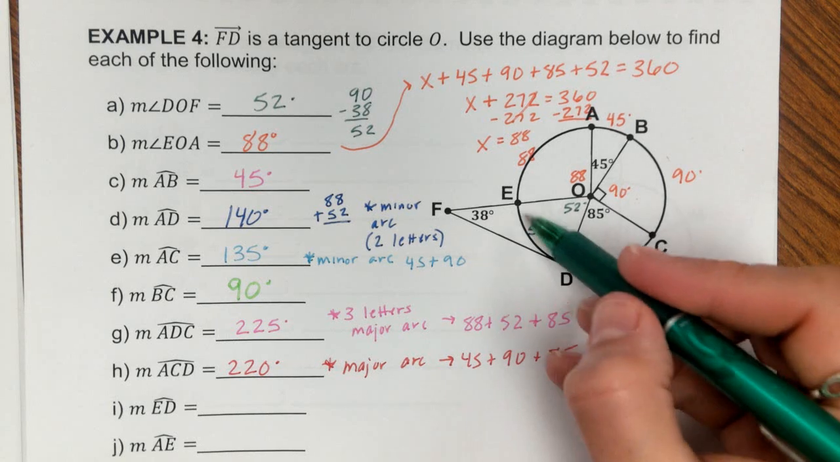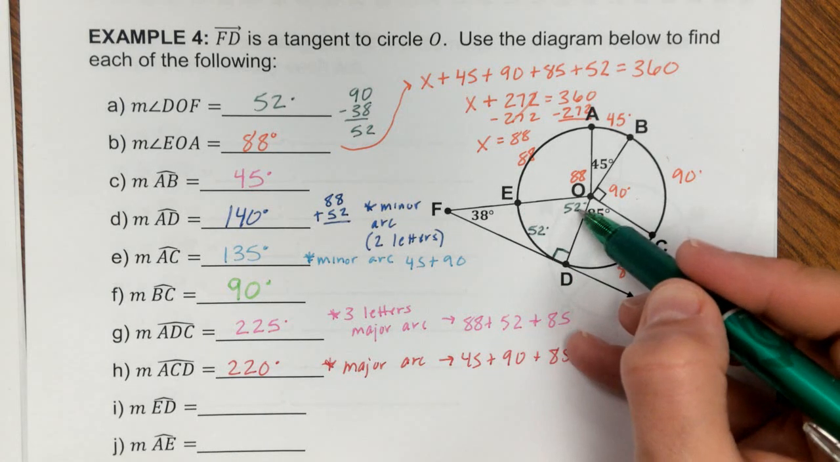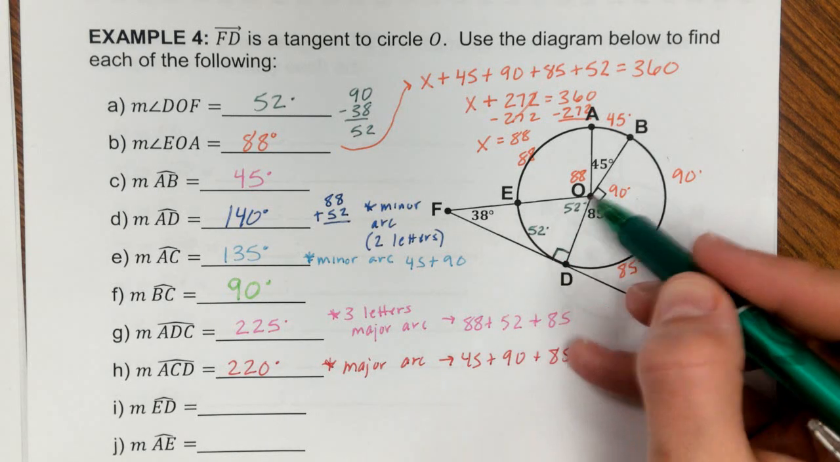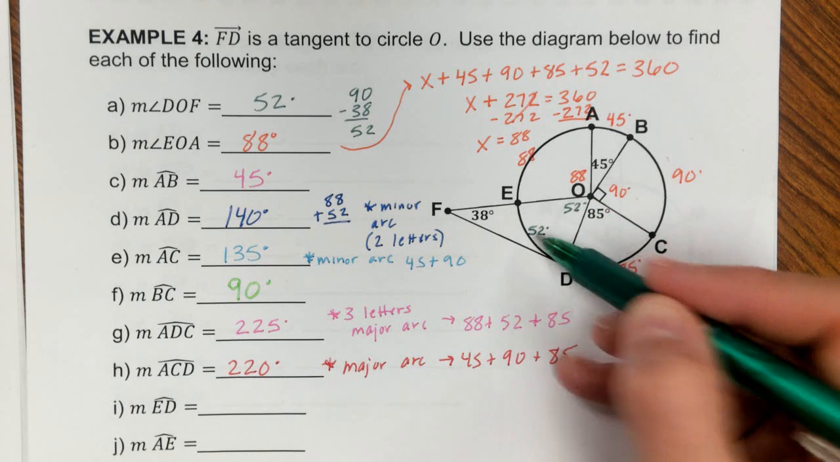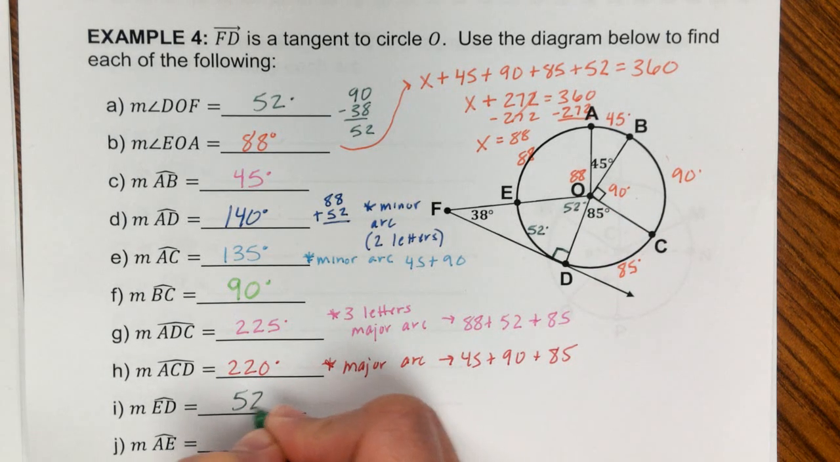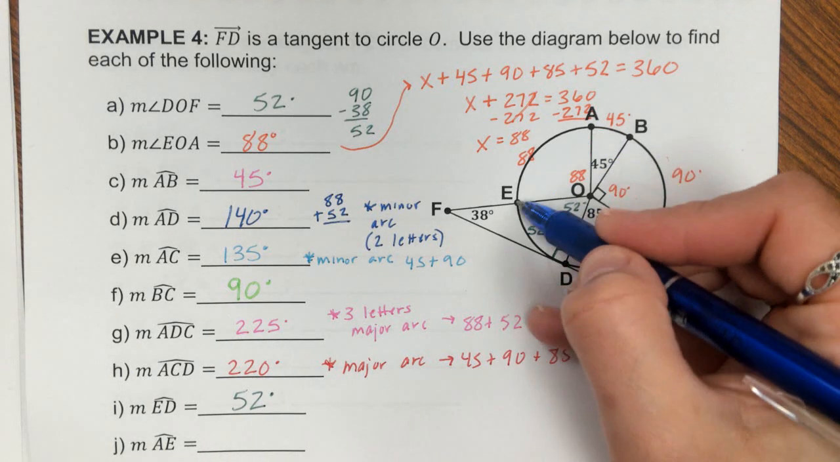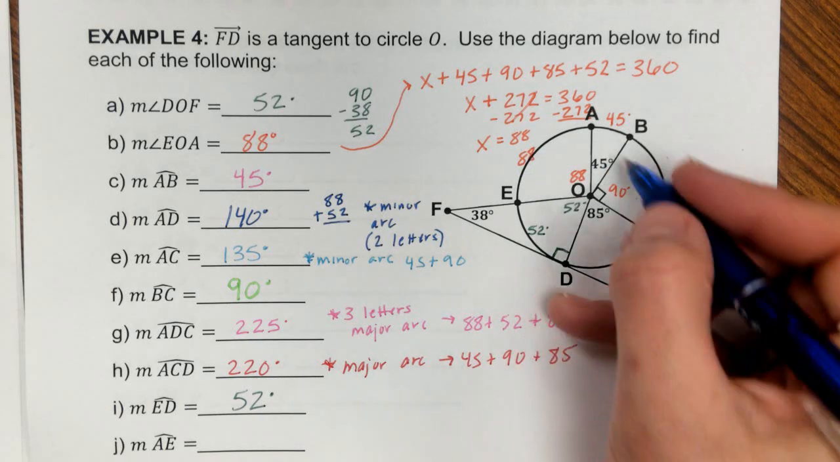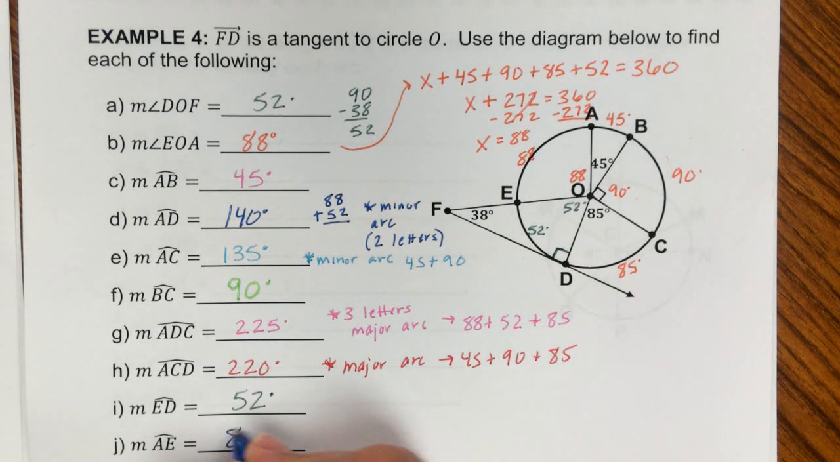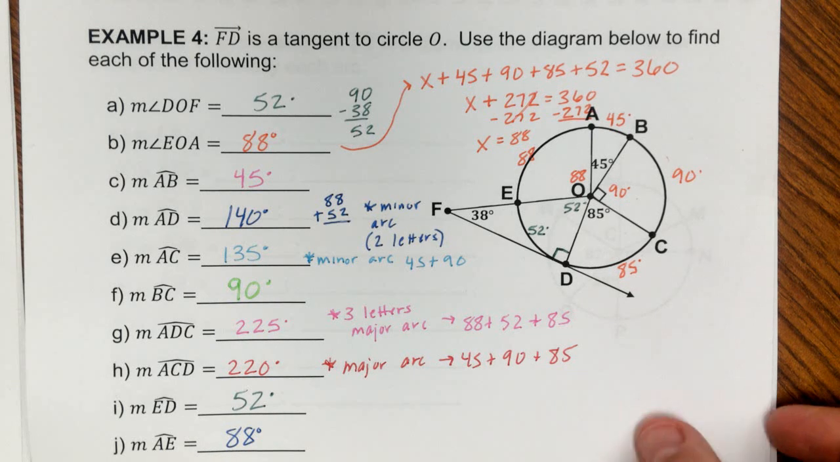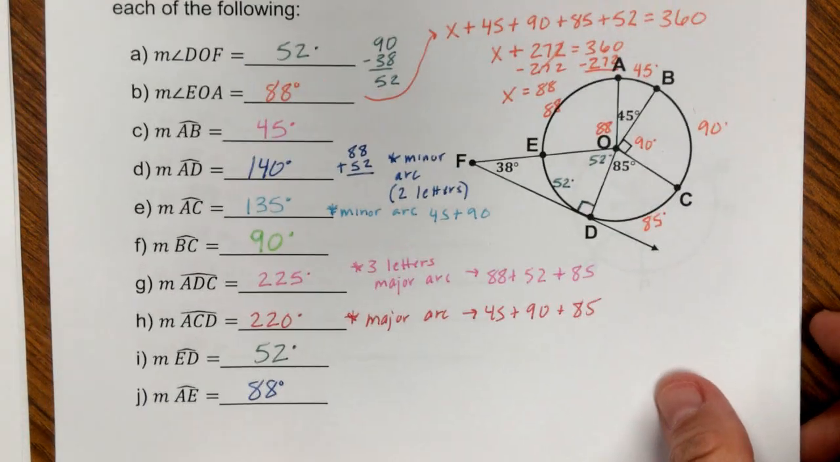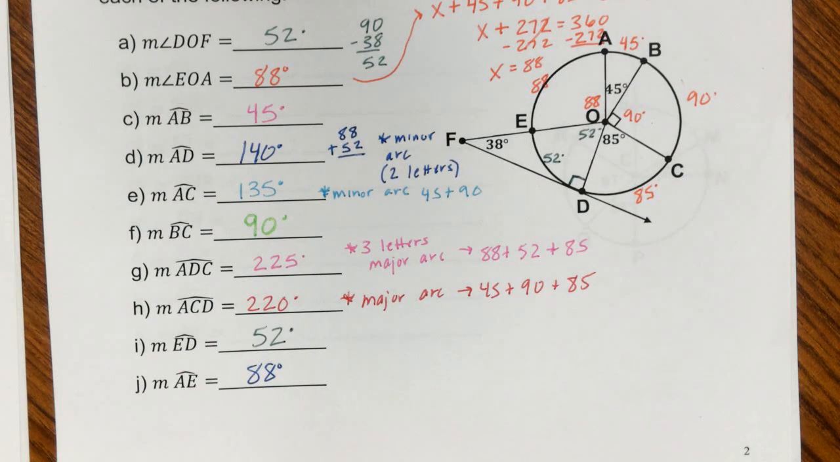Next, we want the measurement of arc ED. We found its corresponding central angle EOD earlier, so we know that it's 52 degrees. That one we just have to read, no adding, no subtracting. The great thing is that the next one is the exact same thing. We're looking for arc AE, two letters, minor arc. It's right there. We found the central angle earlier, 88 degrees.